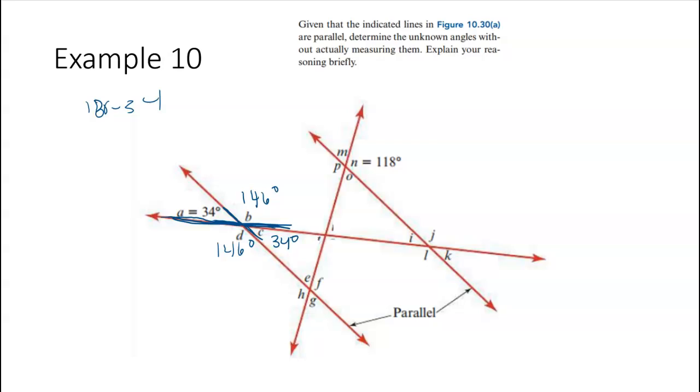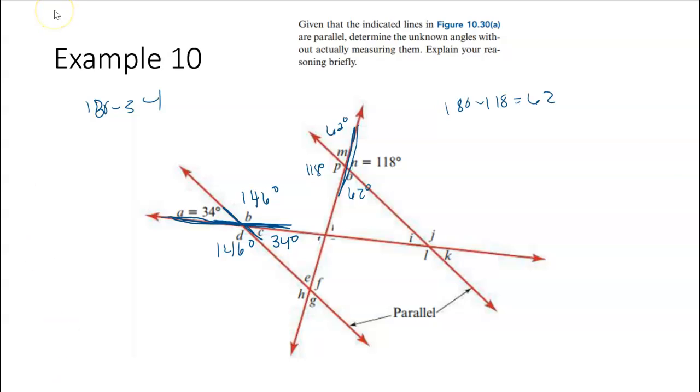Now, let's go over here. We know that N and P are opposite, and we know that M and P make up a straight line. So what is 180 minus 118? We get 62. So 180 minus 118 gives us 62. All right, so now what do we know? Well, let's take a peek here at our angles.